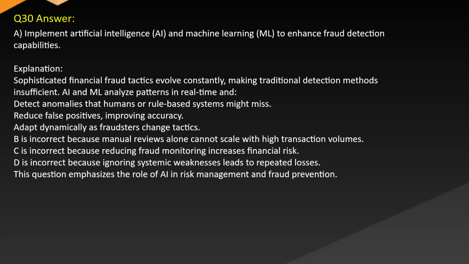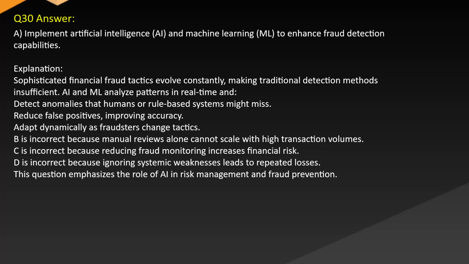Answer A. Implement artificial intelligence (AI) and machine learning (ML) to enhance fraud detection capabilities. Explanation. Sophisticated financial fraud tactics evolve constantly, making traditional detection methods insufficient. AI and ML analyze patterns in real time and detect anomalies that humans or rule-based systems might miss, reduce false positives, improving accuracy, and adapt dynamically as fraudsters change tactics.